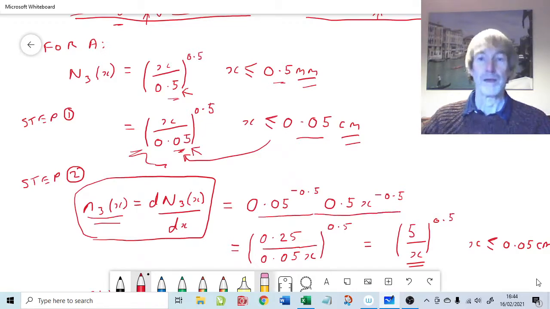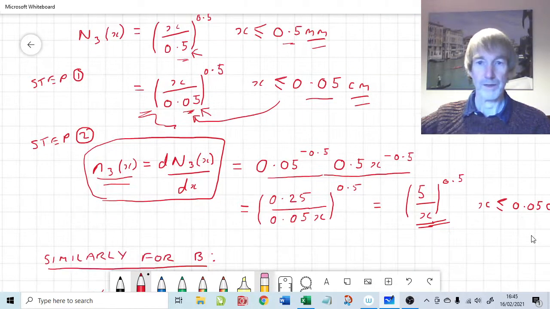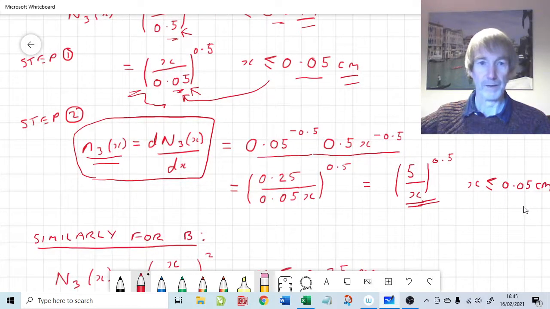A little bit more algebra comes up with this equation that we've highlighted down here, which is the equation for little n3x, the differential equation for n3x, which is 5 over x to the power 0.5. So we've got the equation there for little n3x.